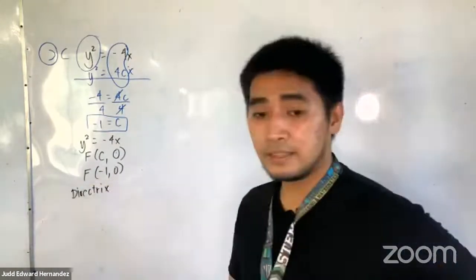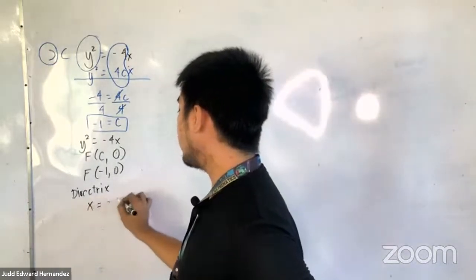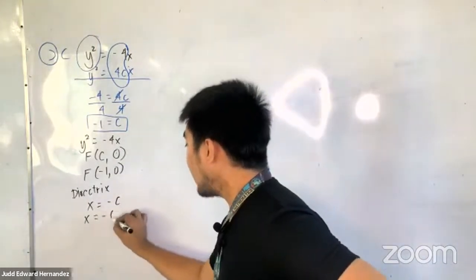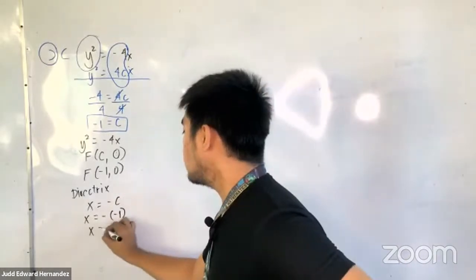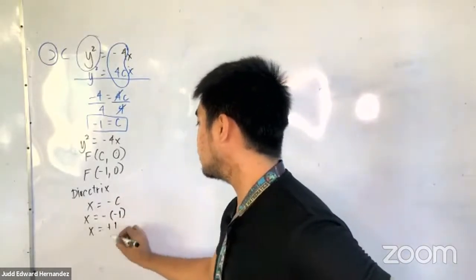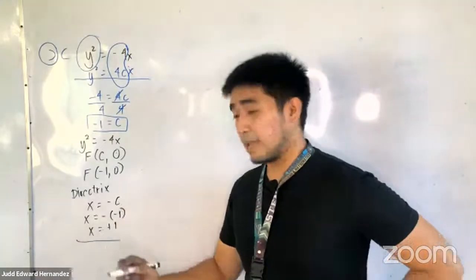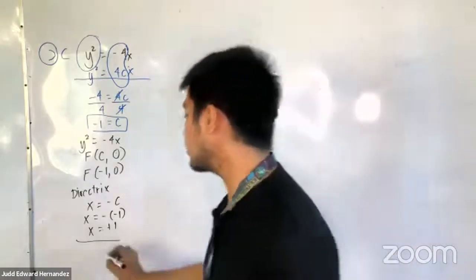Where is the directrix? The directrix now is located at x is equal to negative c. Therefore, x is equal to negative times... What is the value of c? Negative 1. And x now is equal to positive 1. Therefore, the directrix is the line x is equal to positive 1. Okay, and what is the length of the latus rectum?